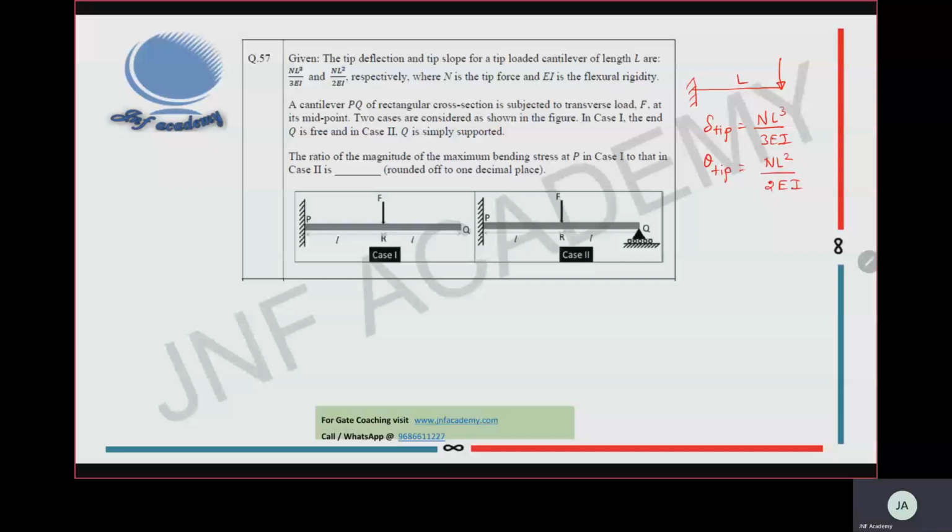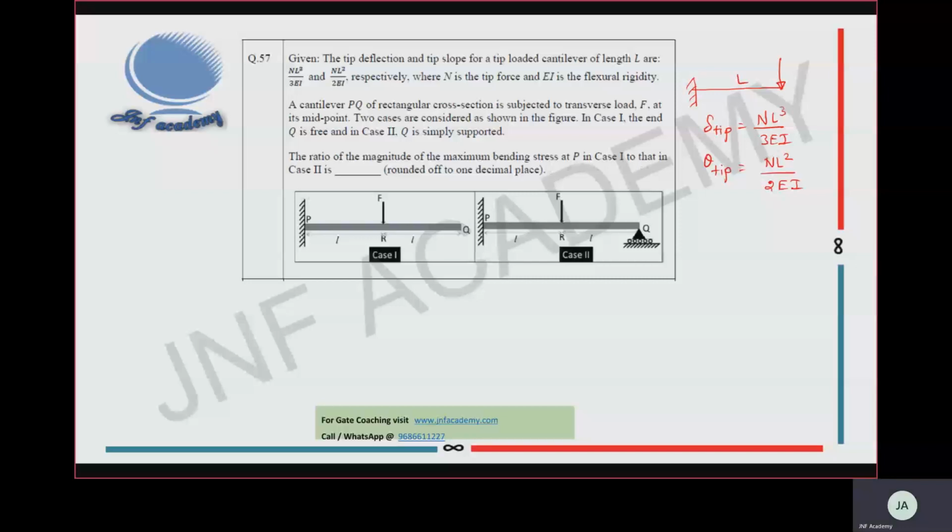Now, a cantilever PQ of a rectangular cross section is subjected to a transverse load F at its midpoint. Okay. Two cases are considered as shown in figure. In case 1, the end Q is free, and in case 2, Q is simply supported. The ratio of the magnitude of maximum bending stress at P in case 1 to that of case 2.